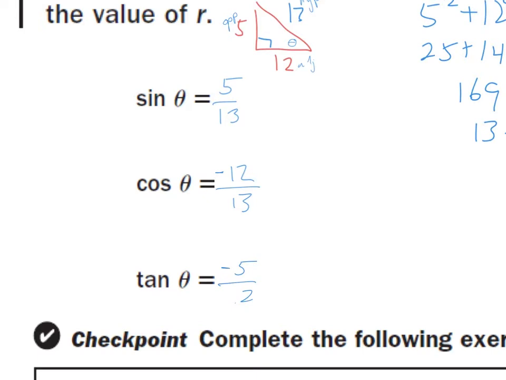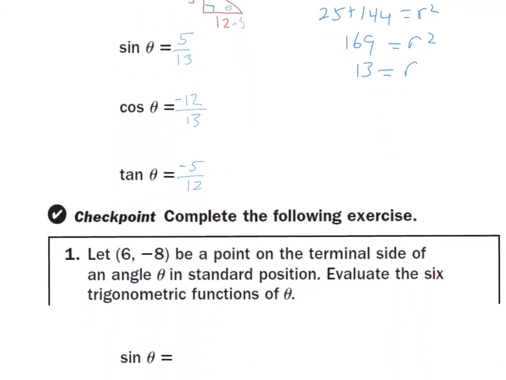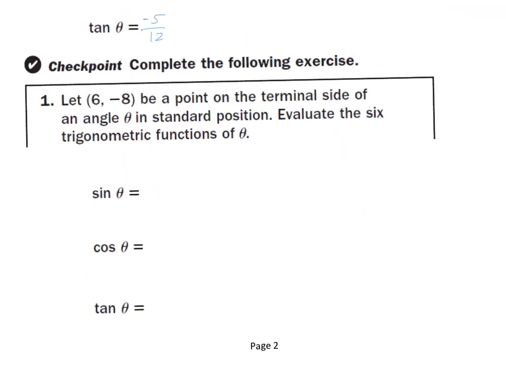Now I erased too much. Negative 5 over 12, and you could really say that that's 5 over negative 12, but I chose to write the negative in the denominator there. All right? Just evaluating those three trig ratios at that specific angle, okay?